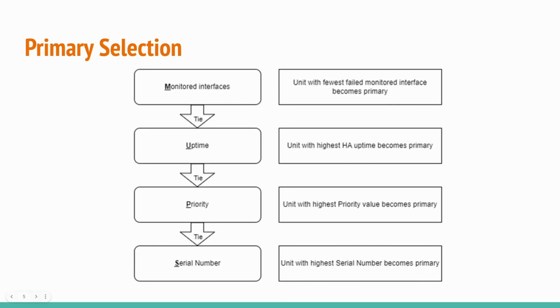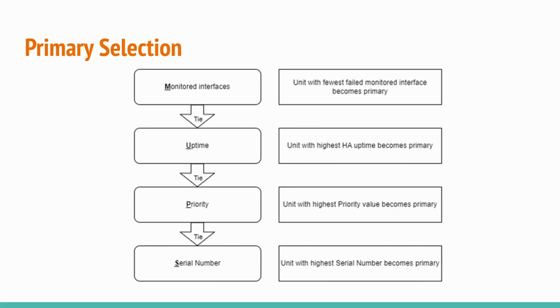So we can do a quick overview of the primary selection in a HA cluster. This is the default behavior on screen when HA override is not in use, which is the default HA behavior. So when the cluster is deciding which unit should become the primary, it follows a specific order, as you can see. First it's going to look at the number of monitored interfaces. So the unit with the fewest failed interfaces becomes the primary. And when you think about it, this makes the most sense because the cluster wants the healthiest firewall to take the active role. If there's a tie for the number of failed interfaces, it will move to the HA uptime.